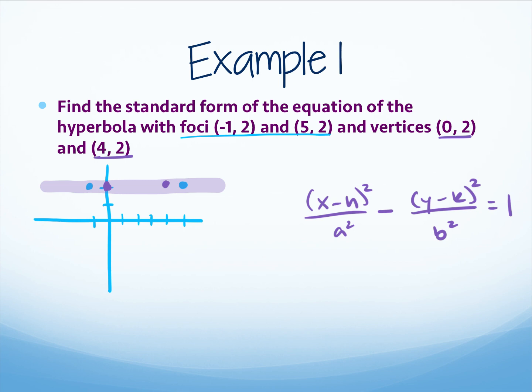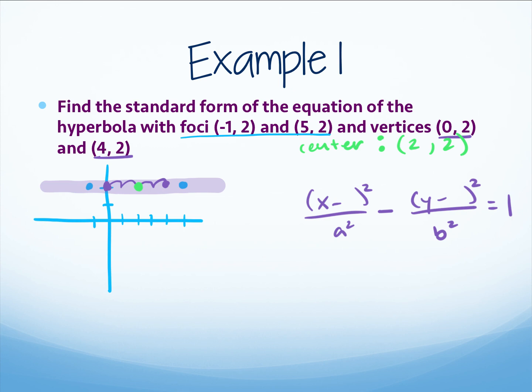So we want to find our center, our h and k, and we want to find a and b. So let's start with the center. Just by looking at it, can we see what our center is? What would our center point be? 2, 2, awesome. It's going to be right in between our vertices. So if you wanted to count, our vertices are 1, 2, 3, 4 spaces away from each other. So the middle of those two vertices would be 2 spaces away. So our center would be 2, 2. So we can plug those into our h and k.